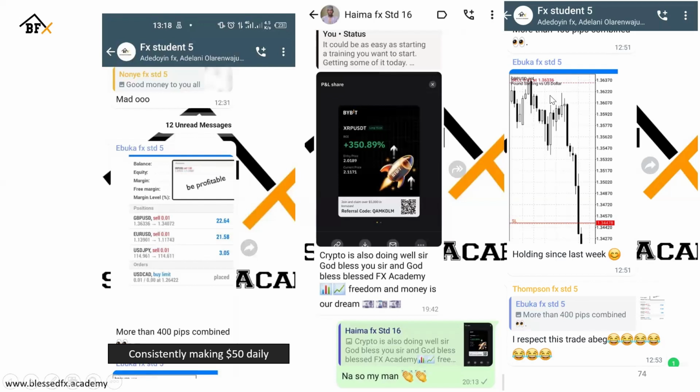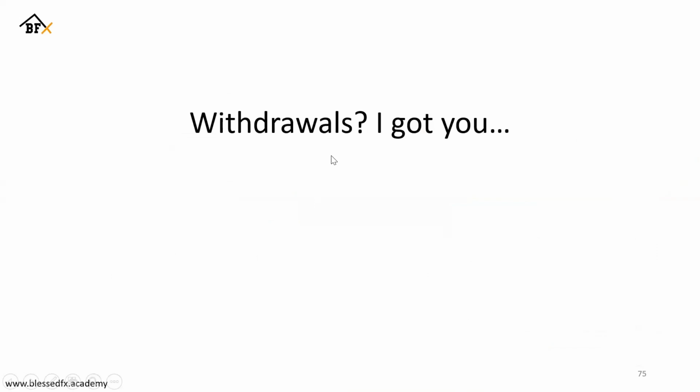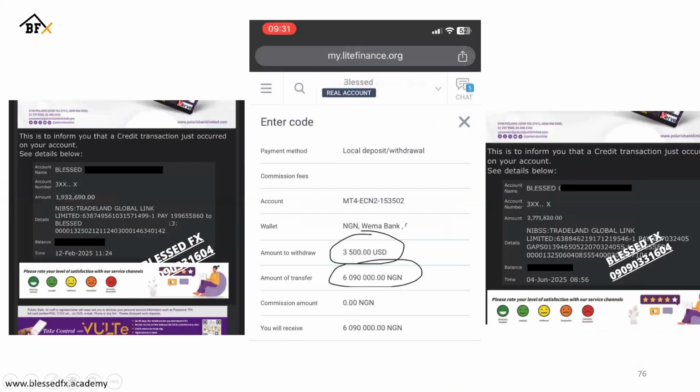This is still him again, Mr. Booker. You can see his results, and then he knows how to hold long, right? That being said, so how about the withdrawals? Do we actually withdraw these things? I'm going to show you.